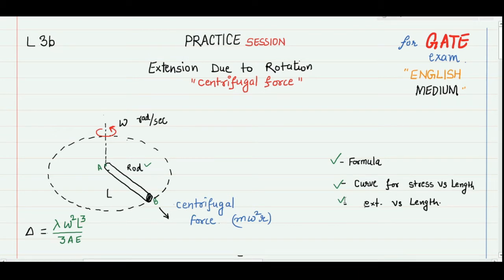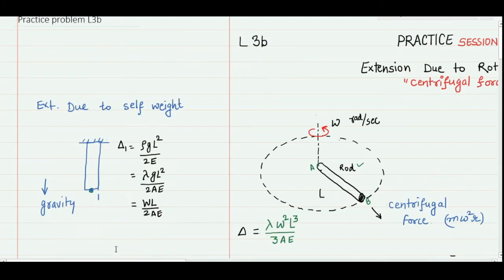If you recall the problem of extension due to self-weight, this problem is equivalent to that. In case of extension due to self-weight, we have seen that the stress value is 0 at the tip of the bar and stress is maximum at the root. On the other hand, the extension in the bar was maximum at the tip but 0 at the root, and this was the formula for the extension, which can be written in different ways. We can consider the weight of the bar or the mass per unit length, or we can also write this formula in terms of density. So here also we will try to write our extension formula.